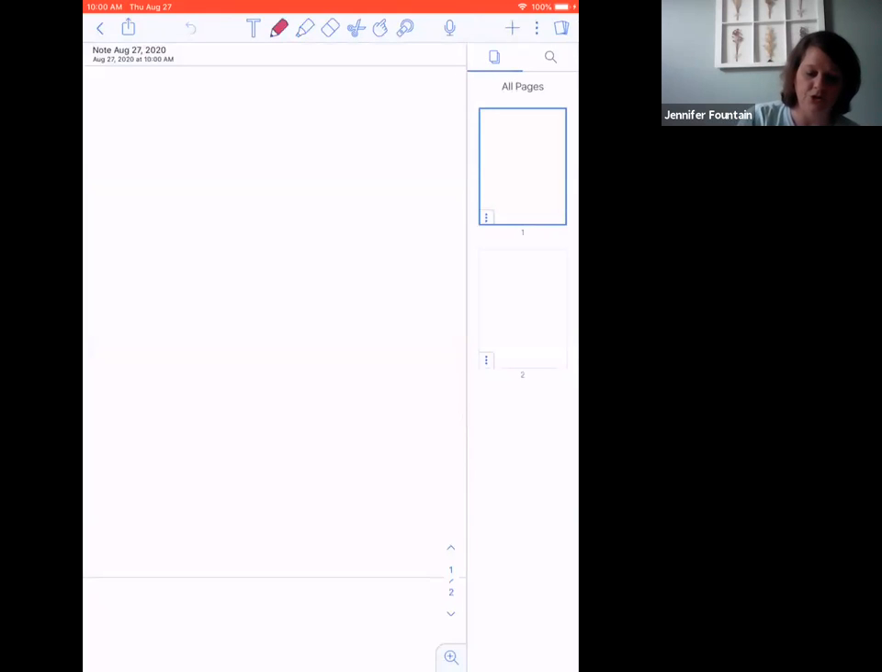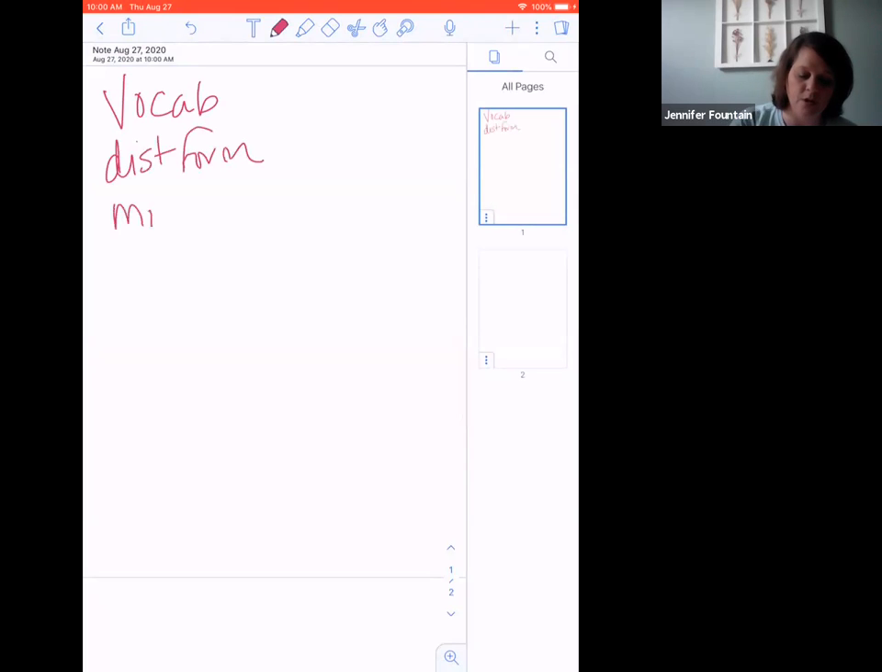You want to make sure that you know your vocab. You're going to want to make sure that you know that distance formula. You want to know that you know the midpoint formula.